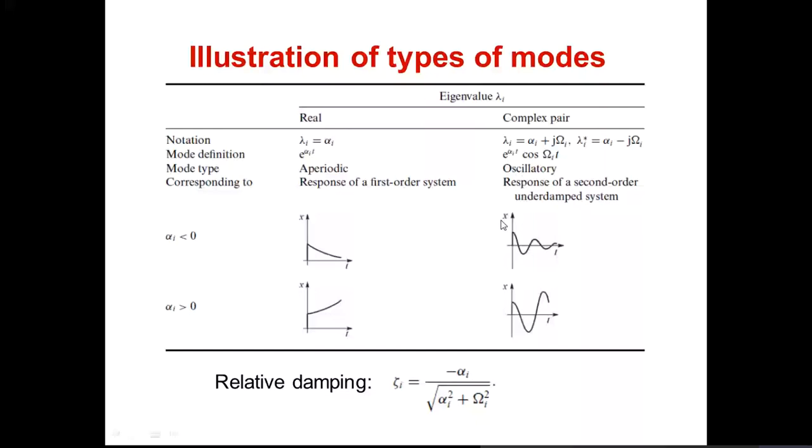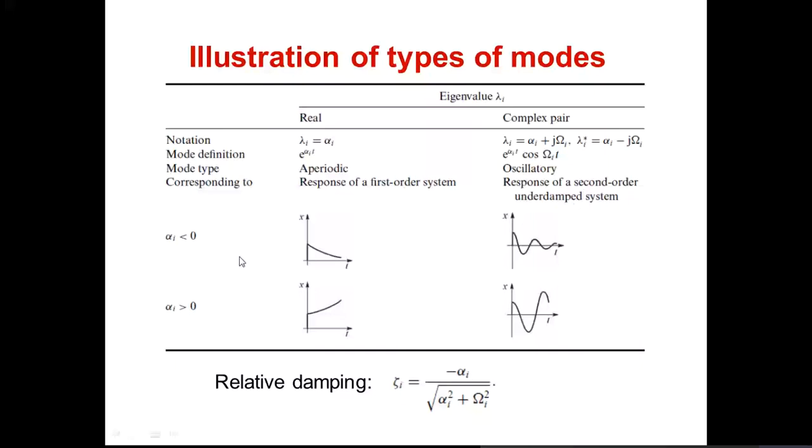The response of a real eigenvalue could be for a first order system, because we know that it is represented by 1 plus sT. So if the system is represented by a first order system, the eigenvalue will be the real part. But if the system is second order or of higher terms, then it will be an underdamped response, which will have a complex eigenvalue. So it will be for a second order system or higher order systems.